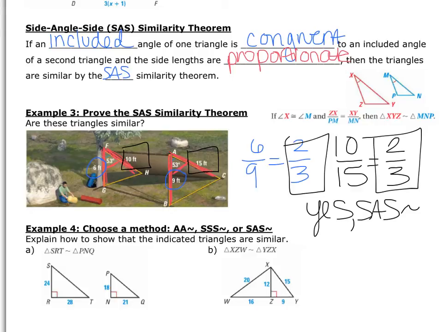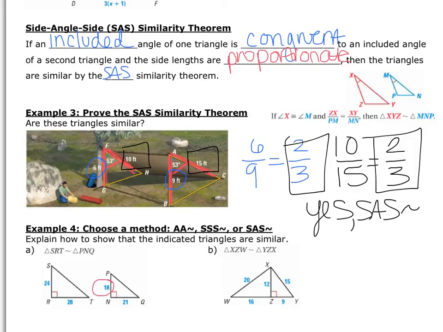All right. Example 4. Choose a method. Is it angle-angle similarity, side-side-side similarity, or side-angle-side similarity? Explain how to show that the indicated triangles are similar. All right. Well, I see we have an angle marked here. Is it included in between the two sides? Yes.